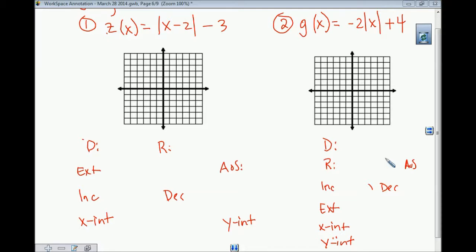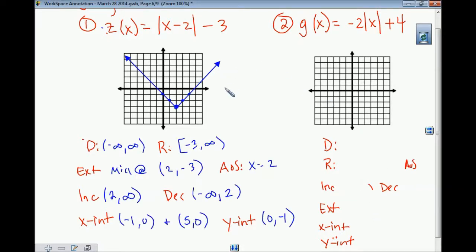All right, everybody come back. So here we go. Number 1, did you put the vertex of this absolute value at (2, -3) and quickly sketch the V? And you have the correct domain, range, extrema, axis of symmetry, increasing, decreasing, x-intercept, and y-intercept.